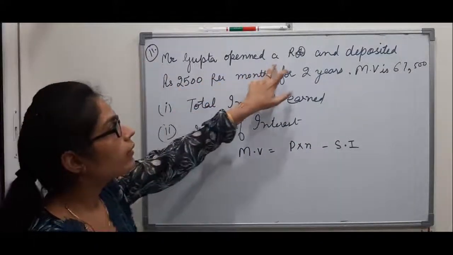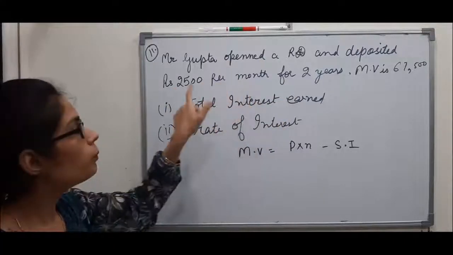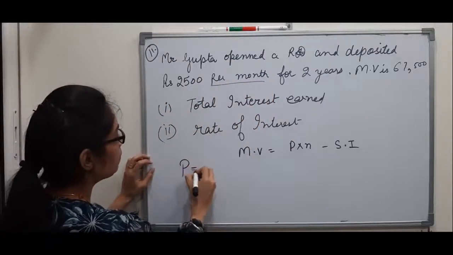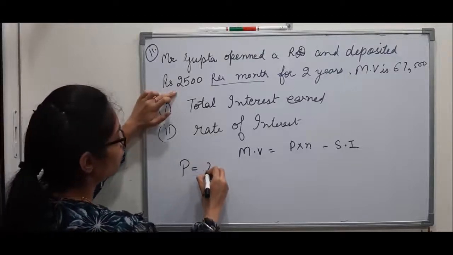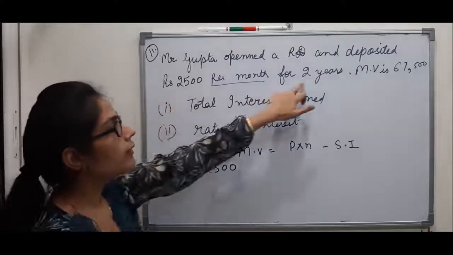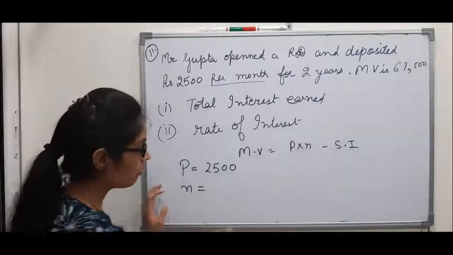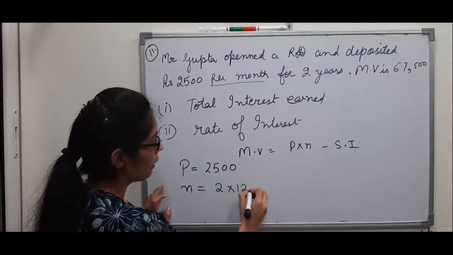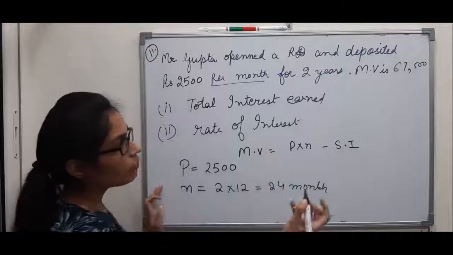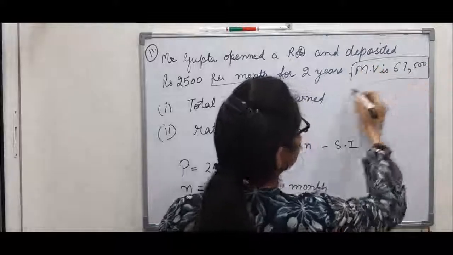Mr. Gupta opened a recurring deposit account and deposited rupees 2500 per month. Whenever per month is written, this is telling me this is P, which gives me an idea. P is equal to 2500. Then time they have given 2 years, and I have told you years we don't have to take, we will multiply that number into 12, so it will be 24 months. So again MV is given, your maturity value is given. MV is this, they have given 67,500.